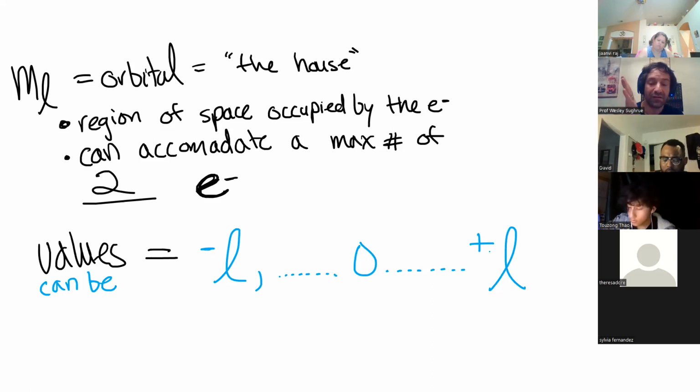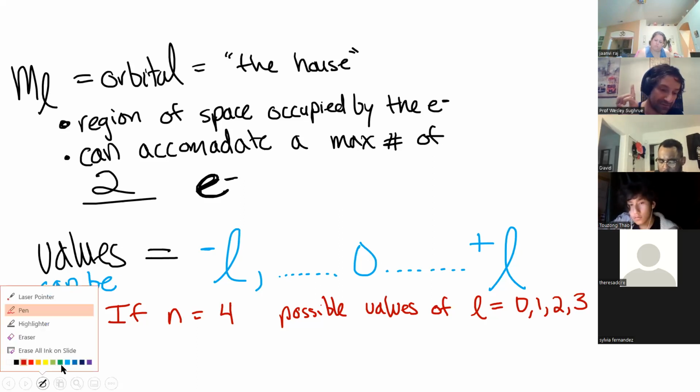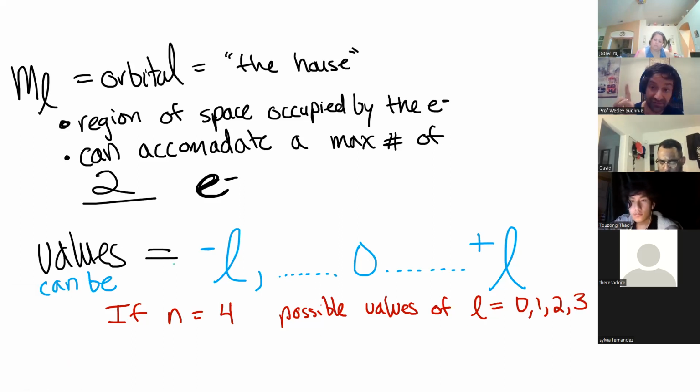So if n is equal to 4, possible values of L could be 0, 1, 2, or 3. Now, we have to specify the address of the electron.